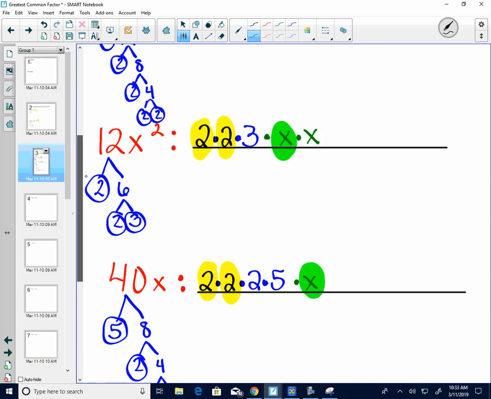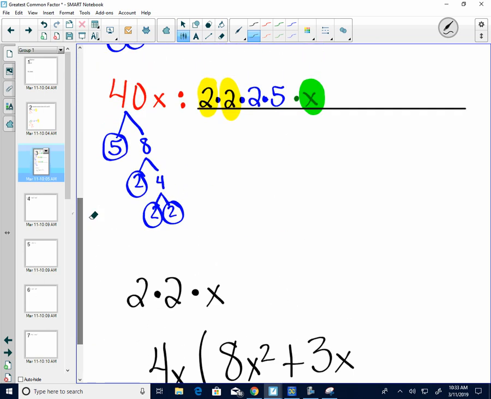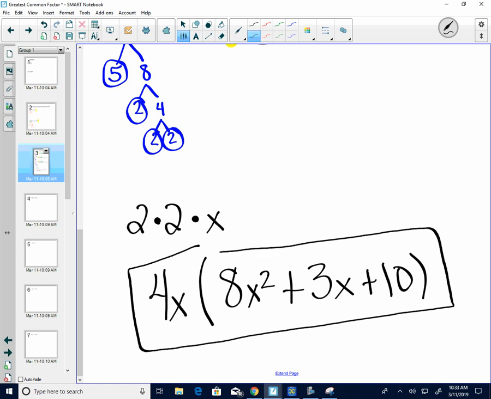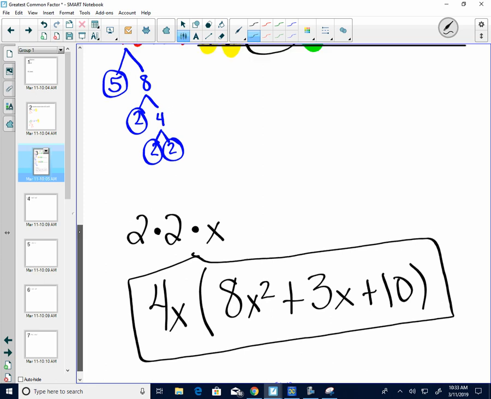And it was a plus sign before the last term. And then in this last term, I've just got 2 times 5, which is 10. So the greatest common factor was 4x, but this is your answer because this is it factored out. So that's a lot. It'll be okay.